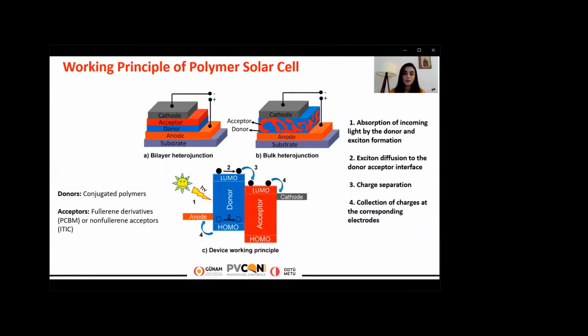This picture shows the working principle of the polymer solar cell. Light is absorbed by the donor and exciton formation happens there. Then the exciton diffuses to the donor-acceptor interface. Charge separation happens there, and at the end collection of charges happens at the corresponding electrodes.